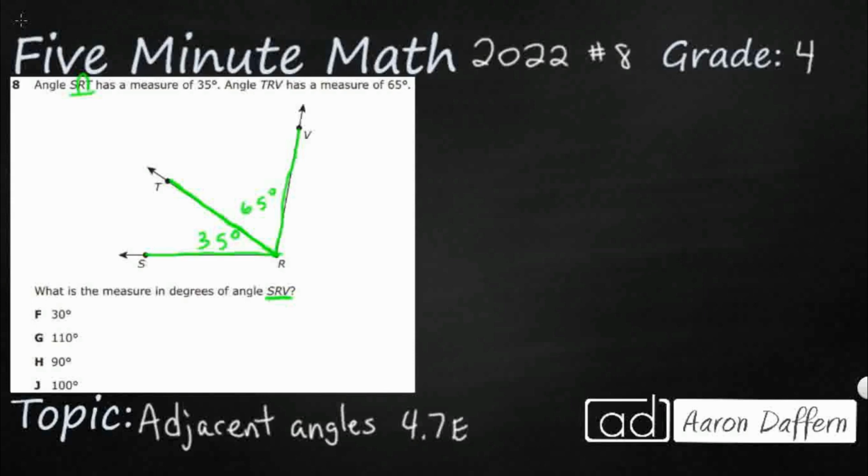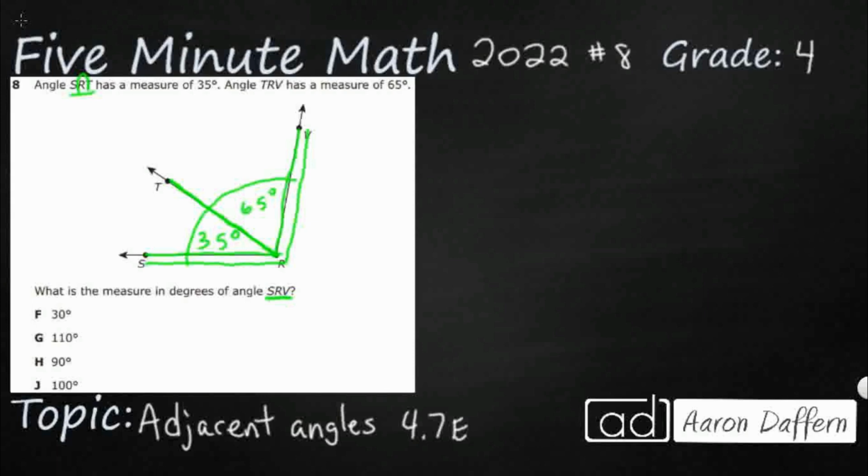Since I've already highlighted everything, I'm just going to run parallel. S kind of into R, back out to V. All right, so I'm looking for the whole thing. What I've got are two little parts, SRT and TRV, but I need SRV. So what do we know about adjacent angles?